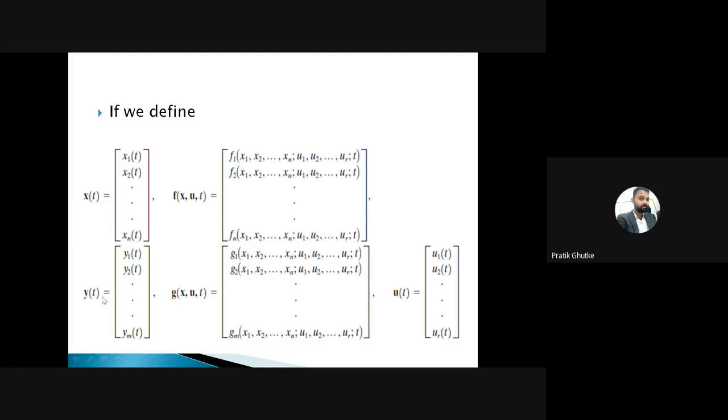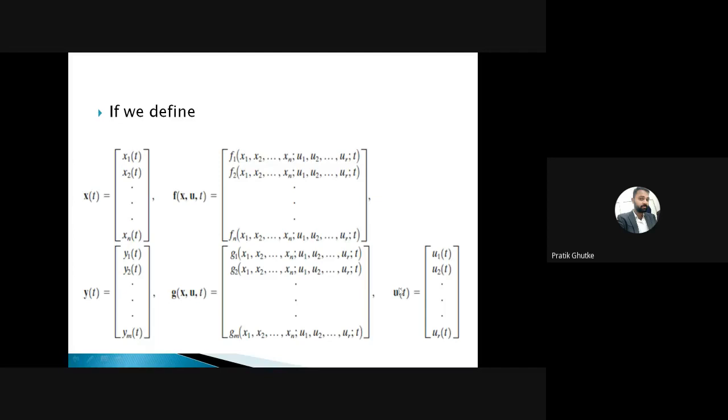So the output equation is defined by y of t. Y of t will have the components y1 of t, y2 of t up to ym of t, and g is the function of x, u, and t. So how can it be written in matrix form? g1 of x1, x2 up to xn, and then u, that is your input function, u1, u2 up to ur, up to gm of x1, x2 up to xn and u1, u2 up to ur with respect to time t.